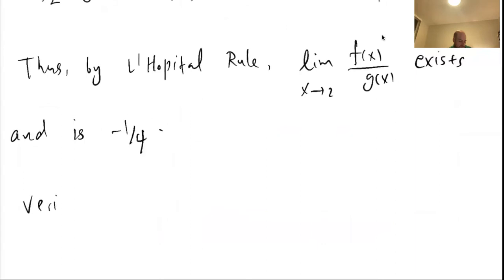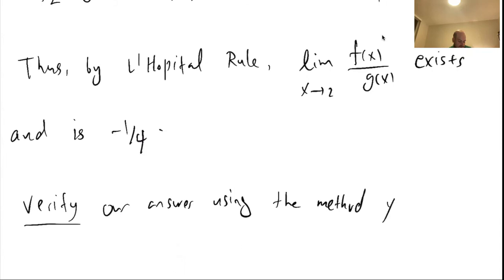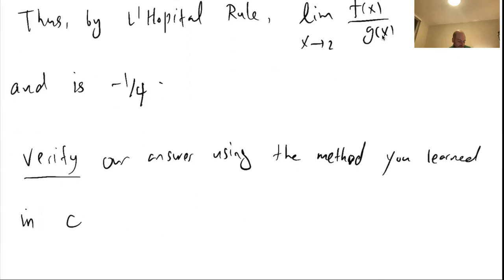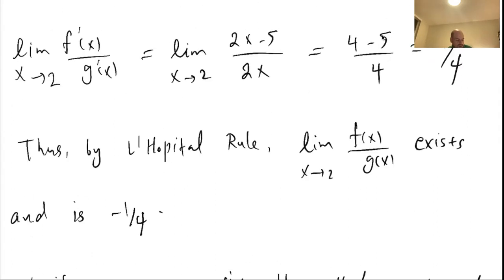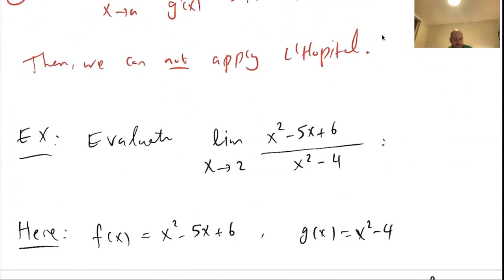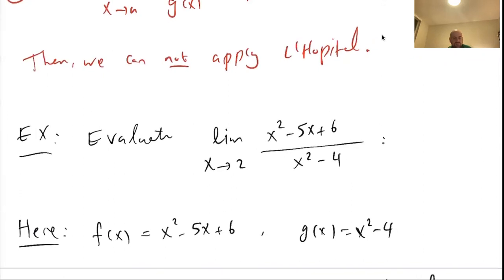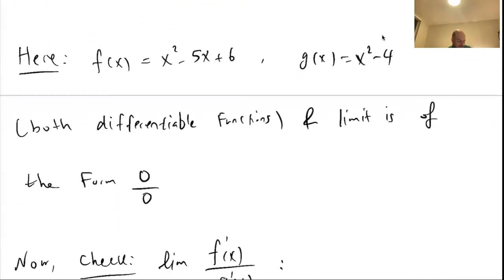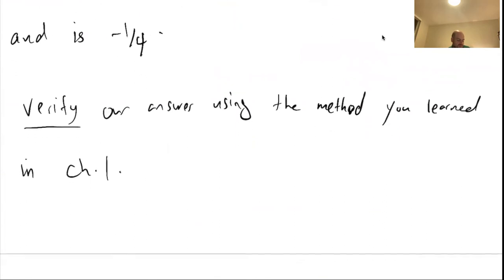So verify our answer using the method you learned in chapter 1. This is the new method, but you already know one method: the method of factorizing. We can easily factorize this and calculate the limit. Do that and check that the answer must be minus 1 over 4.